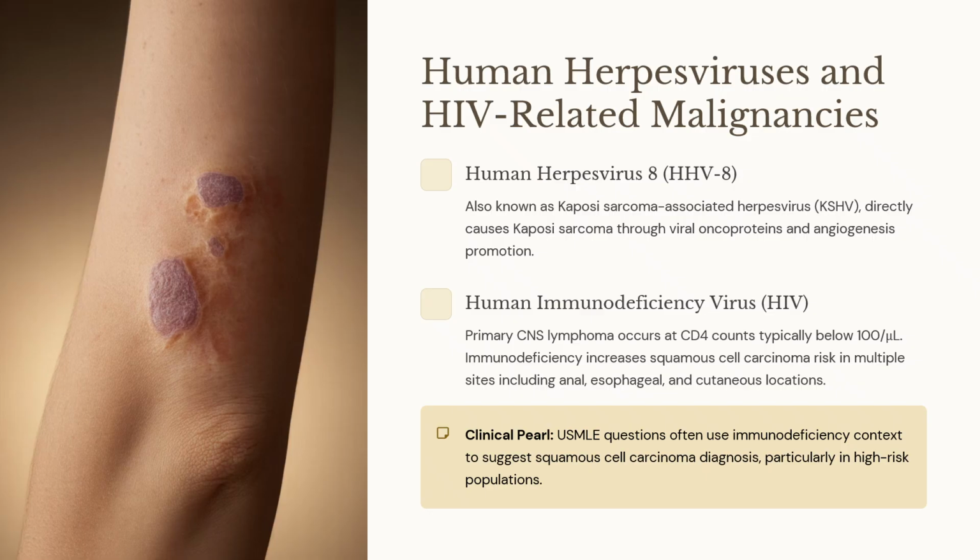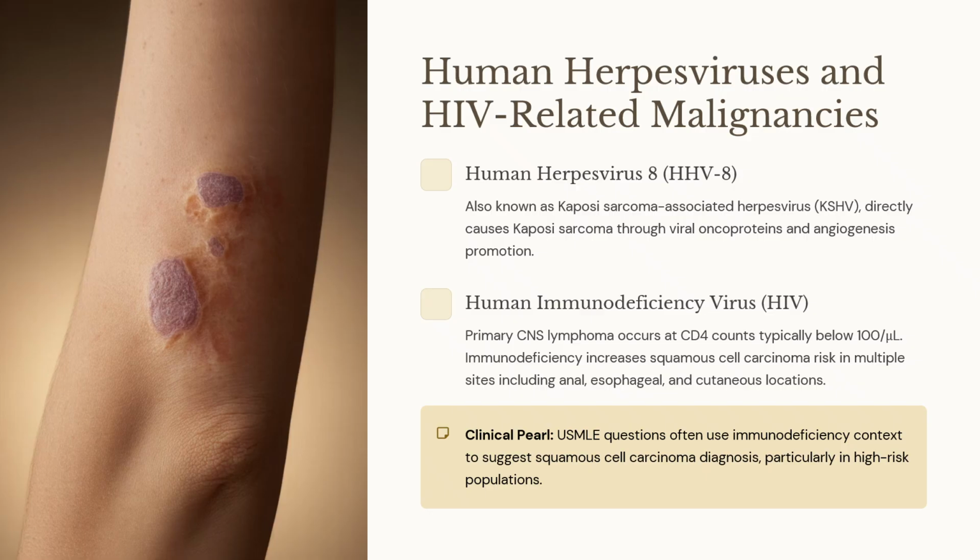What about human herpes virus? Human herpes virus is HHV8. HHV8 is Kaposi sarcoma associated herpes virus. In short, it causes Kaposi sarcoma. So this Kaposi sarcoma, which is a cancer, can be caused by HHV8.